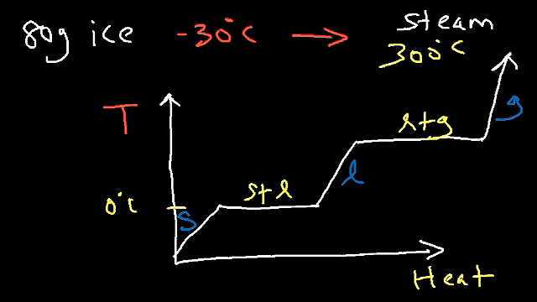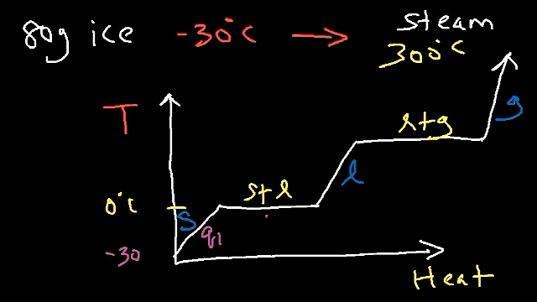So there's 5 Q's that we need to calculate in this problem. We're starting at negative 30. So we need to calculate Q1. That's for ice, as we heat it from negative 30 to 0. So you need the specific heat capacity for ice, which is very similar to steam. It's about 2 joules per gram per Celsius.